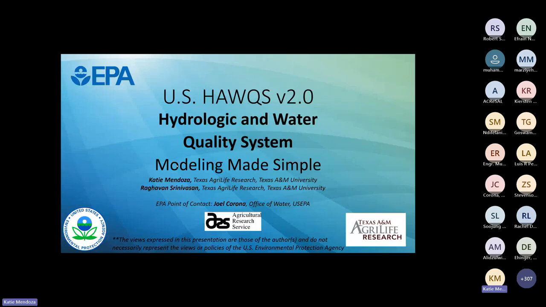So the US HAWQS version 2.0, what does HAWQS stand for? It's the Hydrologic and Water Quality System. It's a platform that was created to make modeling simple. It was worked on in collaboration with the EPA, the Agricultural Research Service, and Texas A&M AgriLife Research. And our point of contact is Joel Corona from the Office of Water at the US EPA.